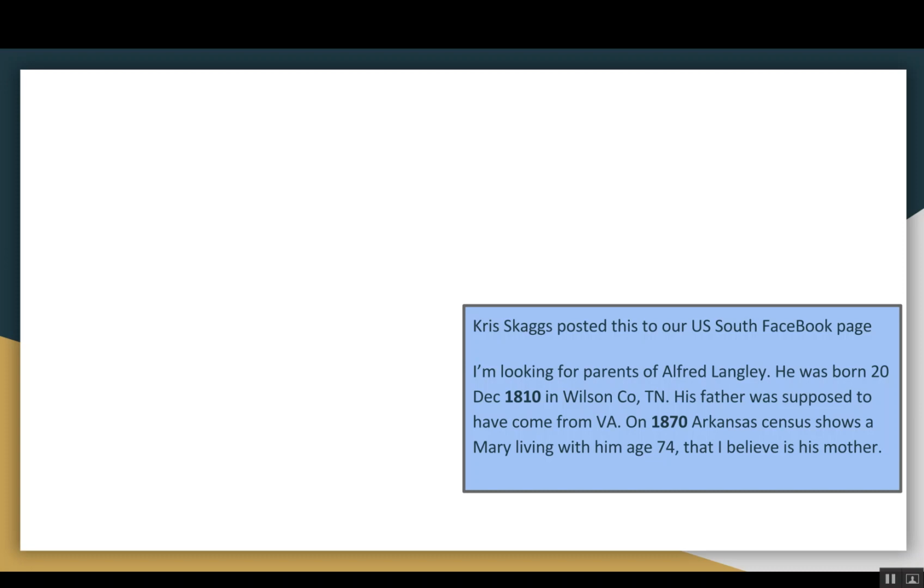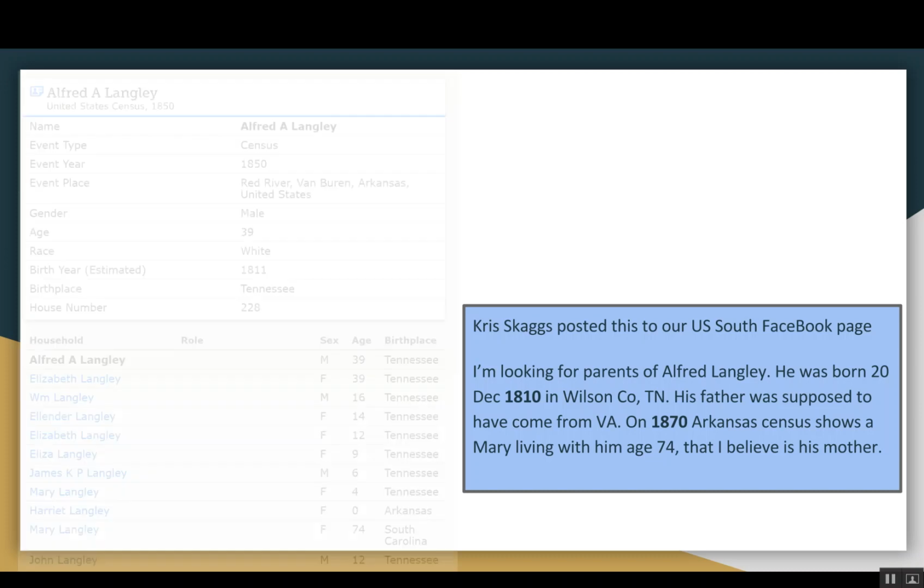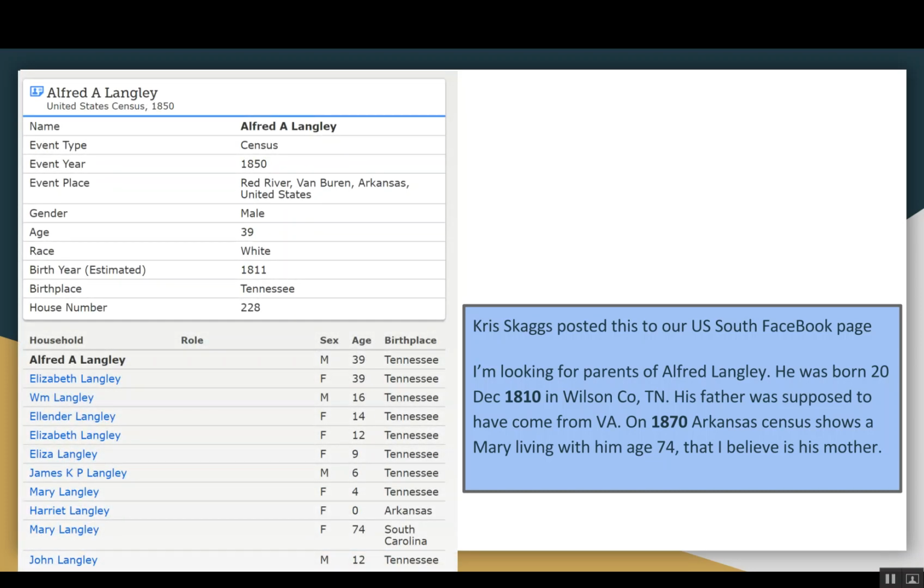So she says this is the 1870, but let's go ahead and start with the 1850 census, because I like to first find him there. So he was born in 1810, and as you can see, we have an Alfred A. Langley, and he is living in Van Buren, Arkansas, and born 1811, Tennessee. And as you know, it may not be exactly 1810, but it's going to vary a year either way, sometimes more, depending on what the census taker wrote or when they took the census record.